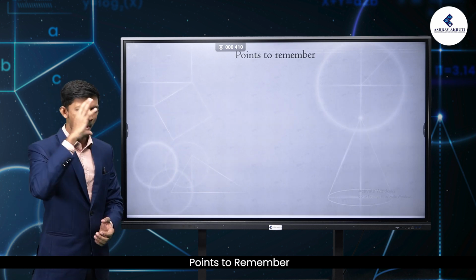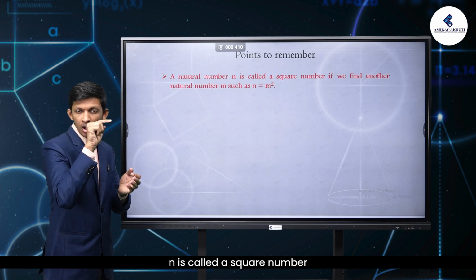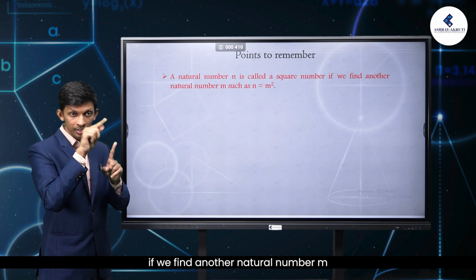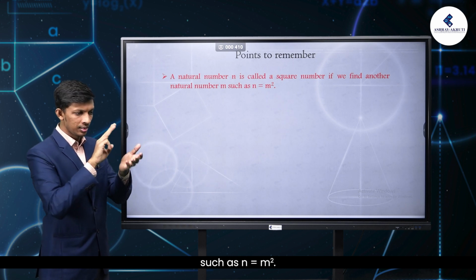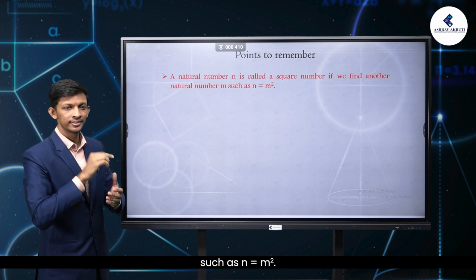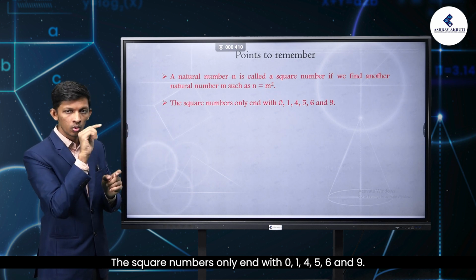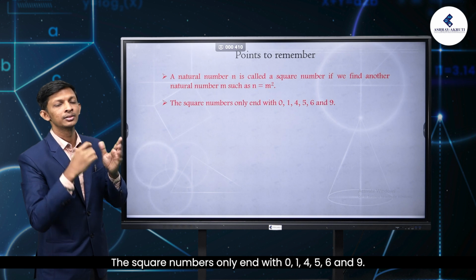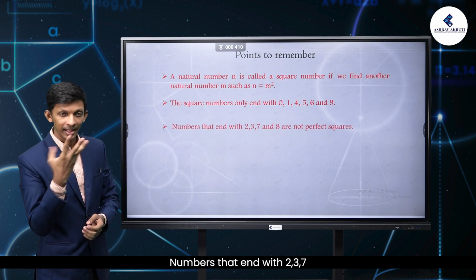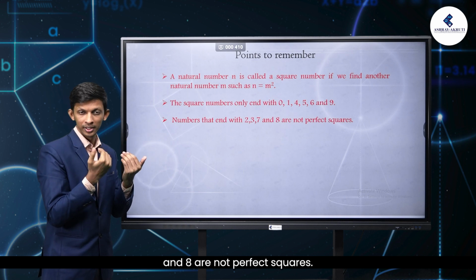Points to remember. A natural number n is called a square number if we find another natural number m such that n is equal to m squared. The square numbers only end with 0, 1, 4, 5, 6 and 9. Numbers that end with 2, 3, 7 and 8 are not perfect squares.